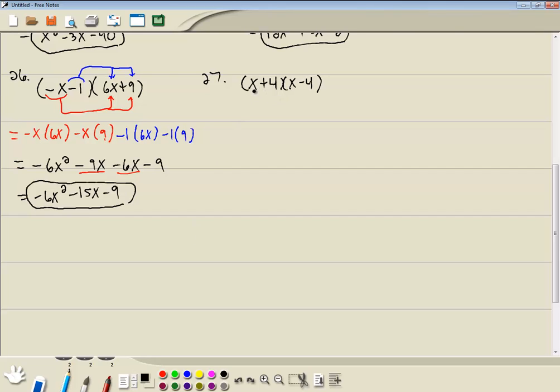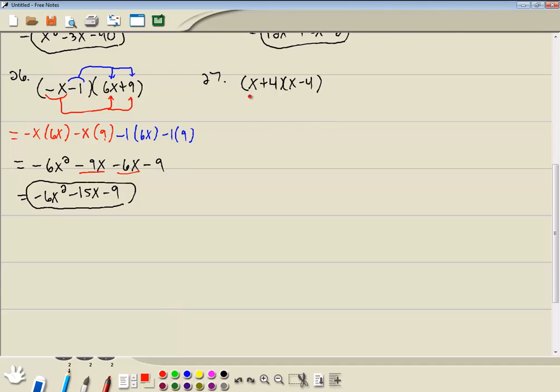Conjugate means the first parts are the same, x and x. Last parts are the same, 4 and 4. And then the sign in the middle is different. This is positive and this is negative. When you got conjugates, all you have to multiply together is your first parts and your last parts. And I'm going to talk about that after I work the problem. Let's say I don't see that.